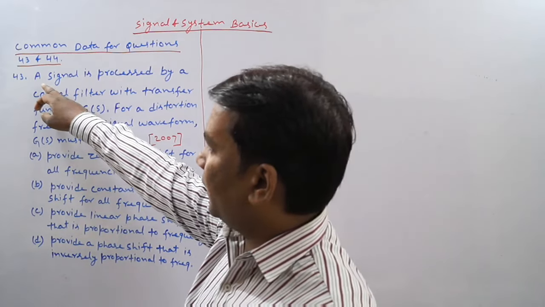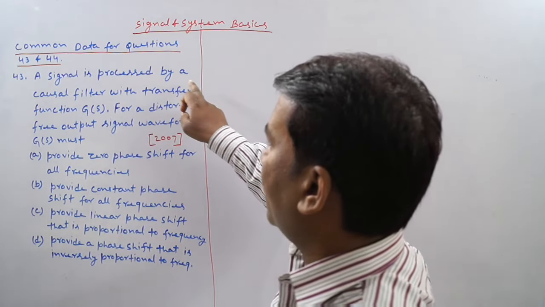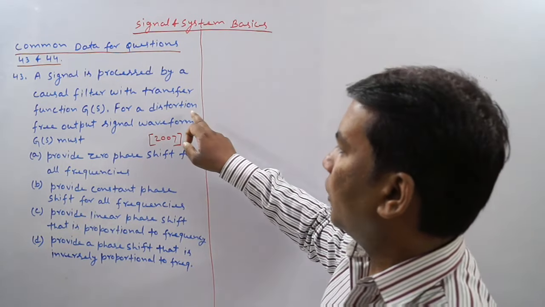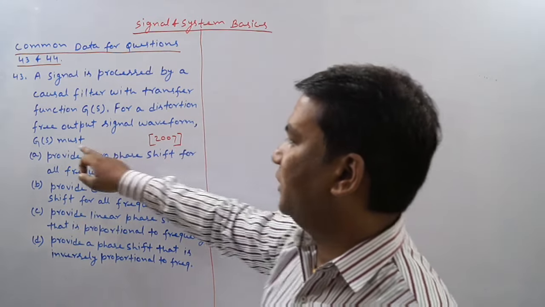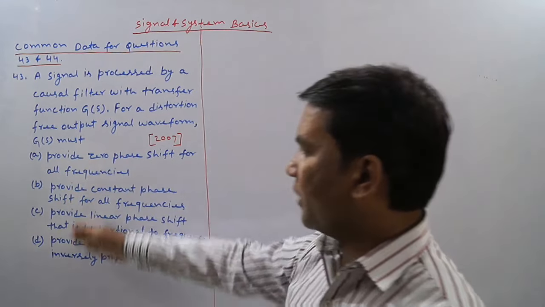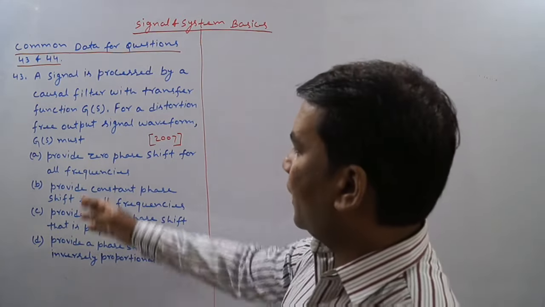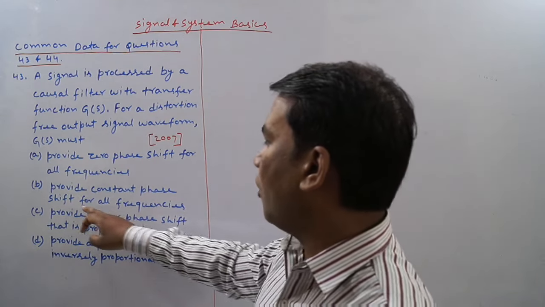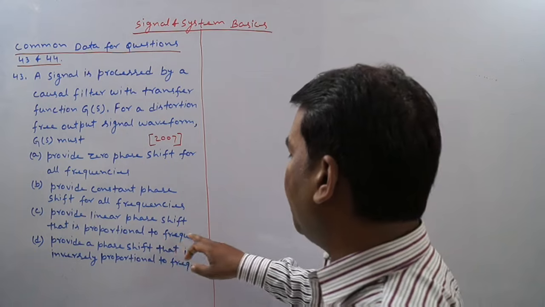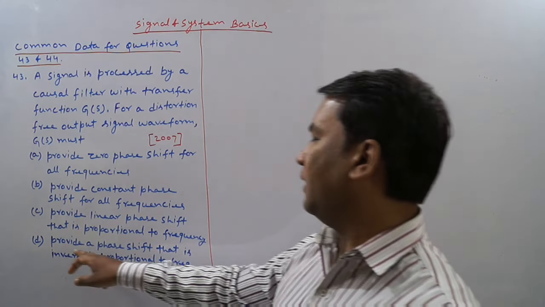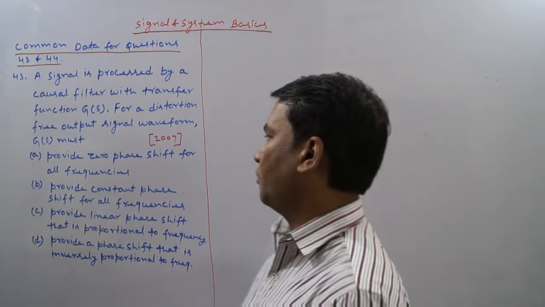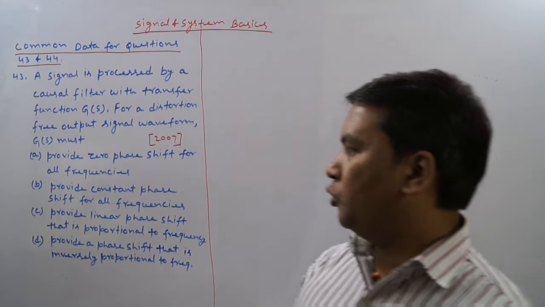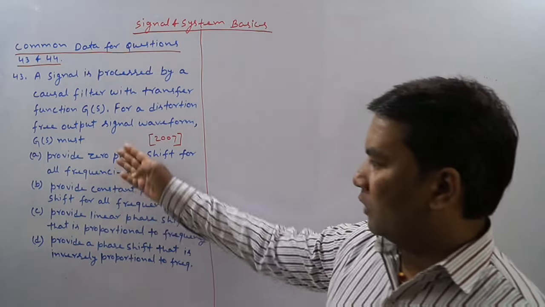The data is: a signal is processed by a causal filter with transfer function G(s). For a distortion-free output signal waveform, G(s) must: provide zero phase shift for all frequencies, provide constant phase shift for all frequencies, provide linear phase shift that is proportional to frequency, or provide a phase shift that is inversely proportional to frequency. These are the 4 alternatives and we have to choose the correct one.